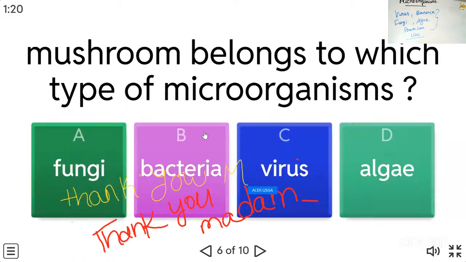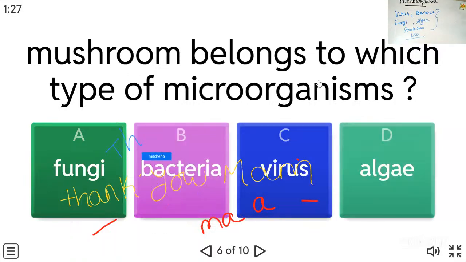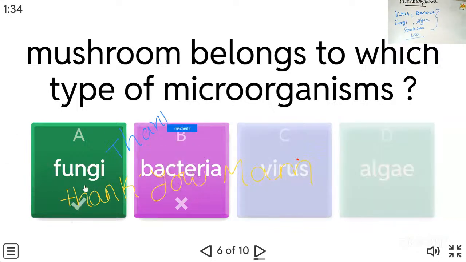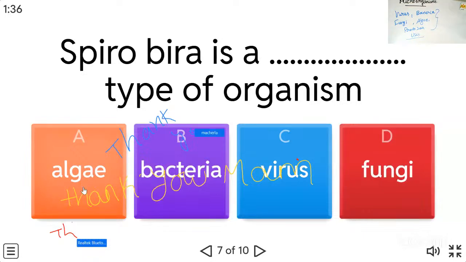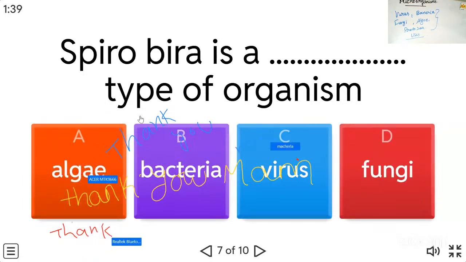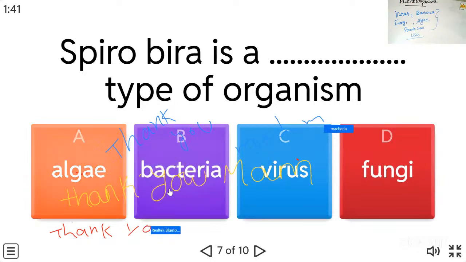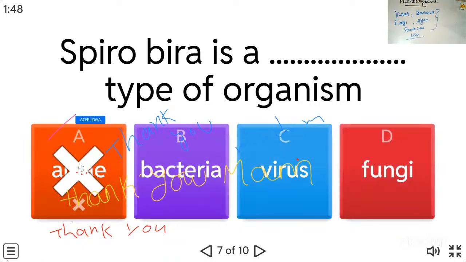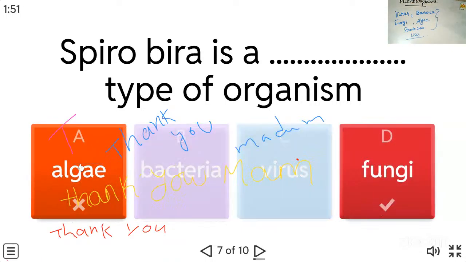Mushroom belongs to which type of organism? Students, don't scribble. Fungi, bacteria, virus, or algae? Mushroom belongs to bacteria? Wrong. Why? Because mushrooms belong to the fungi family. Spirogyra is which type of organism? Spirogyra belongs to the algae family.